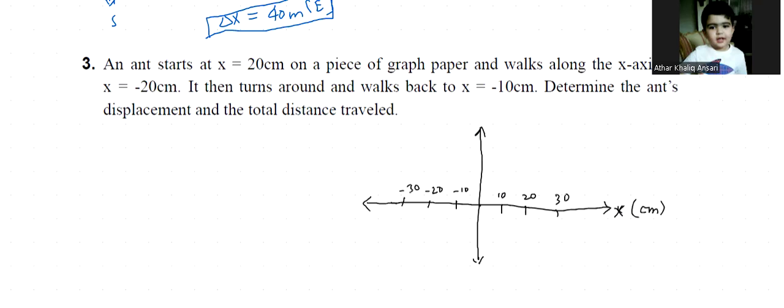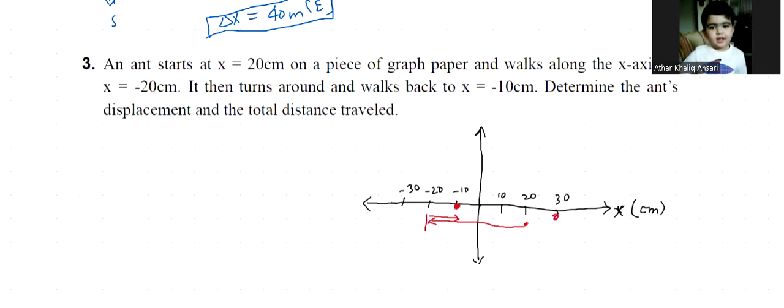So the ant is starting from 20, that is 20 centimeter. Let's say this is the starting point. It walks along the paper to negative 20. So it goes to negative 20 here, from 20 till negative 20. Sorry for not being a straight line. And then it goes back to -10. From here, it goes back to -10. So now, this is the final position, and this is the initial position.